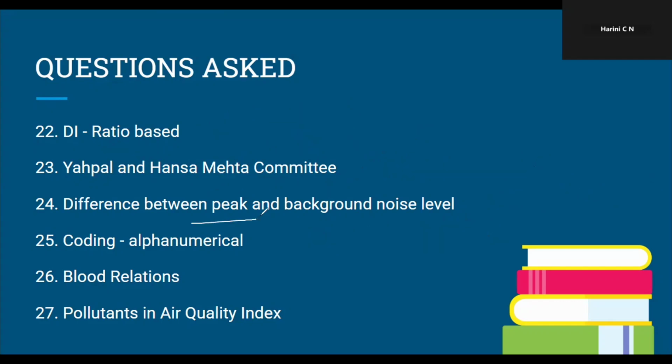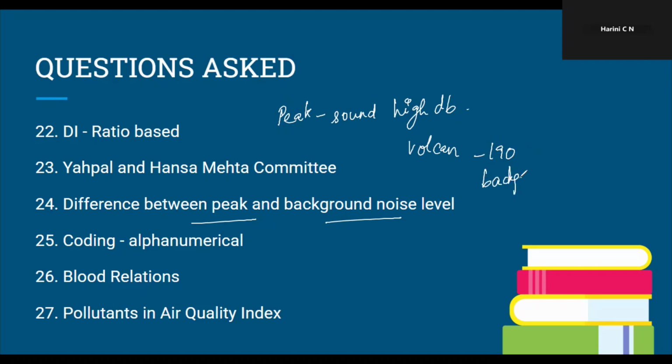Difference between peak and background noise level. Peak noise level is the maximum sound intensity, the high decibel. For example, in the previous slide, we saw volcanic eruption is 190. This is the highest, that is the peak. Whereas background noise level is the constant noise that is happening, for example the speed of the fan running in your room or when you're working. That is the background noise level.